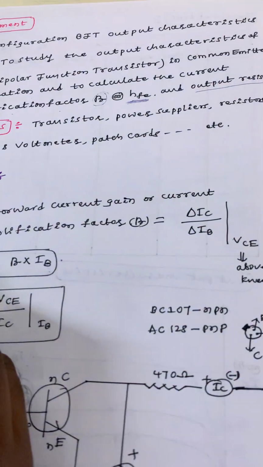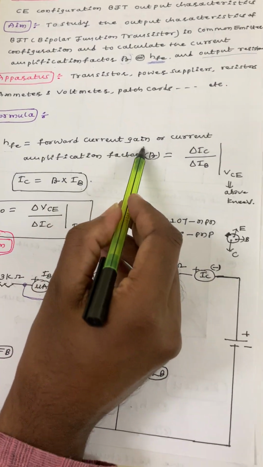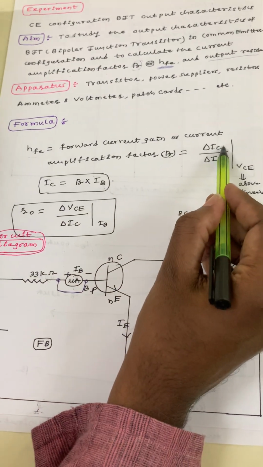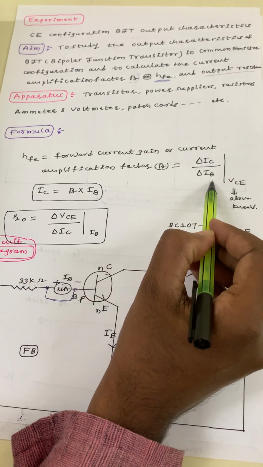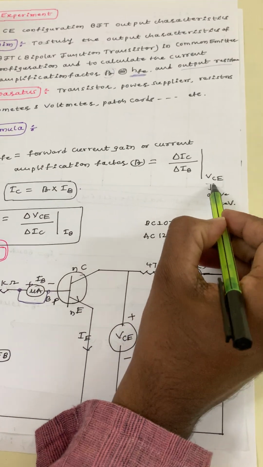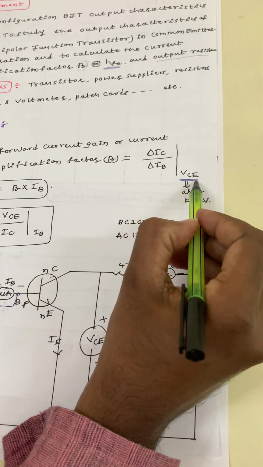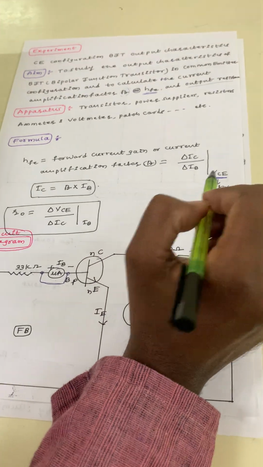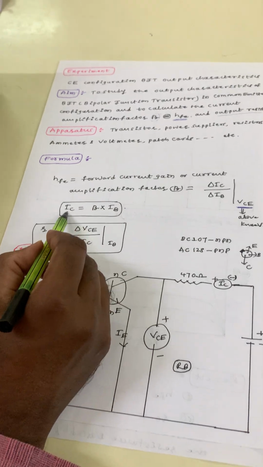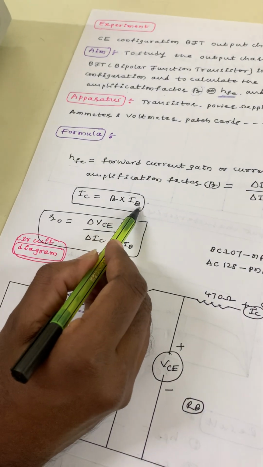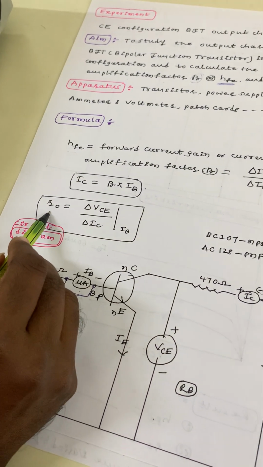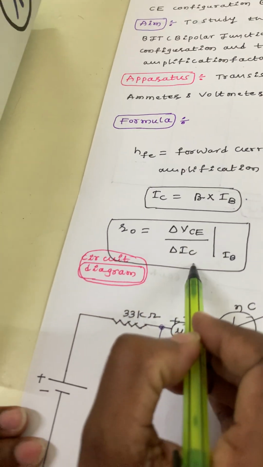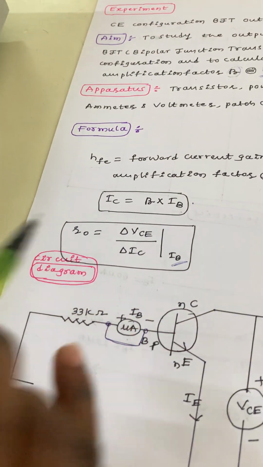So what is the formula? HFE, the forward current gain or current amplification factor, is equal to delta IC by delta IB at a constant VCE. We keep the output voltage constant here, so that is the knee voltage. IC is equal to beta into IB. Output resistance is equal to delta VCE by delta IC at a constant IB.